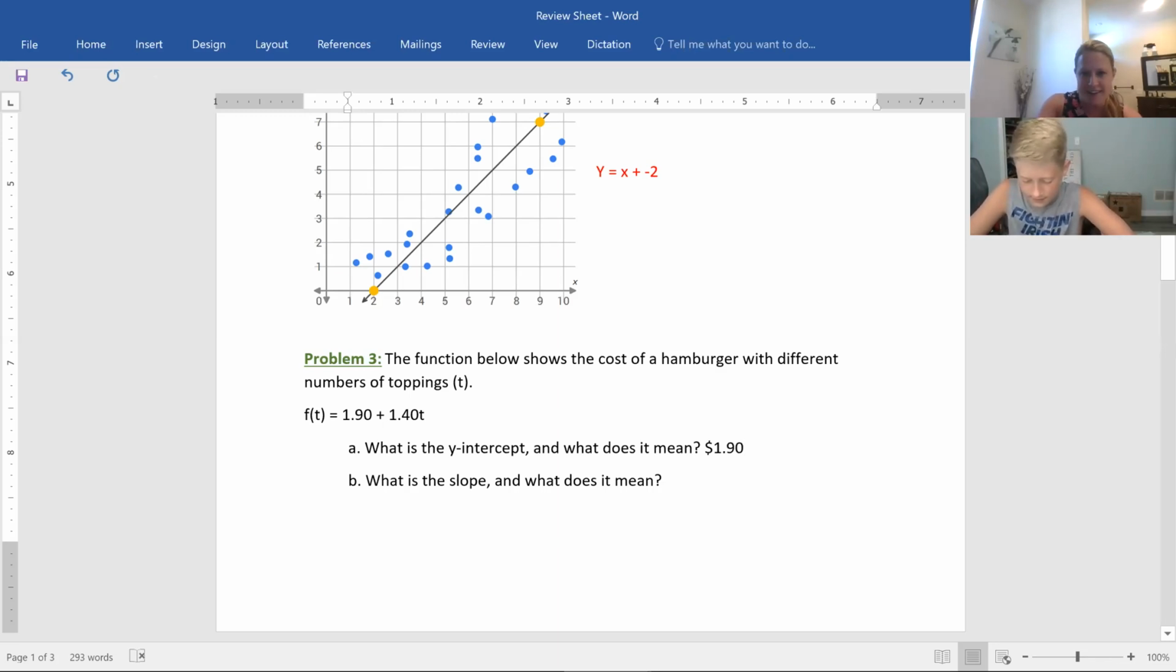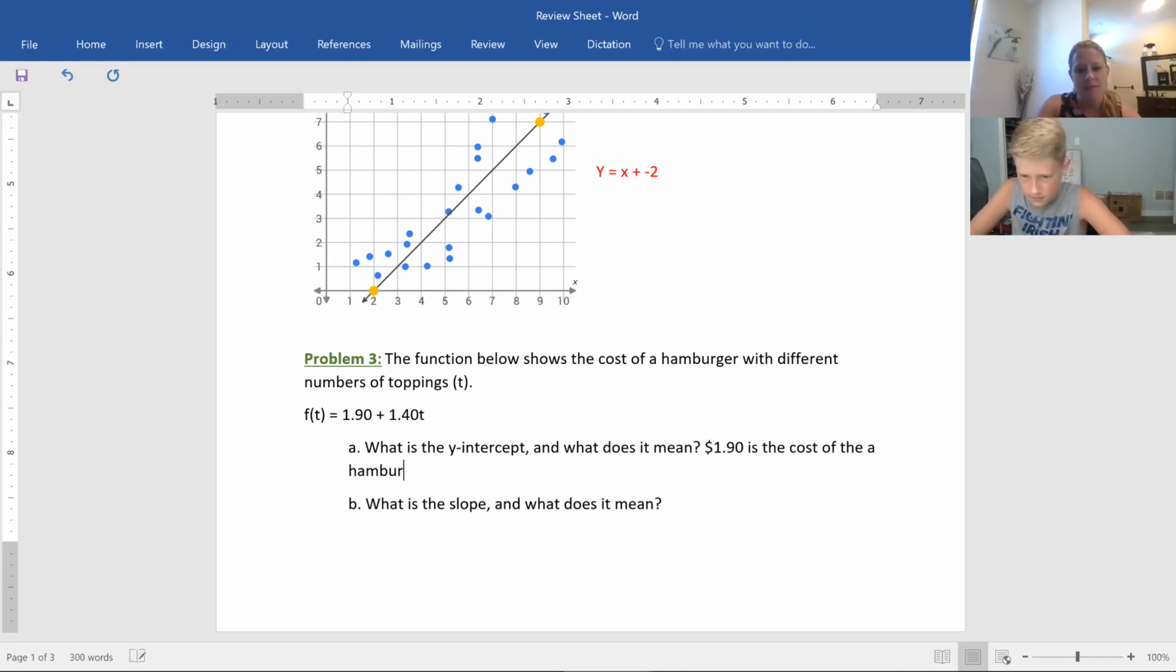Okay. Let's say I'm going to type that in. The cost of a hamburger with no toppings. That's kind of a sad hamburger. I at least want bacon and cheese on mine. I'm just saying. I'm going to change that to red real quickly just to set it apart.